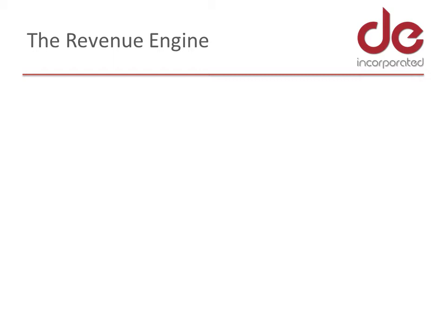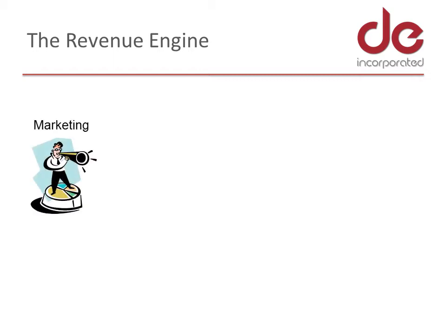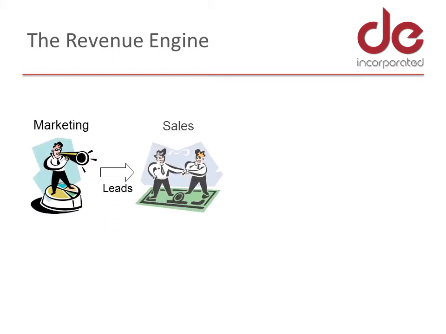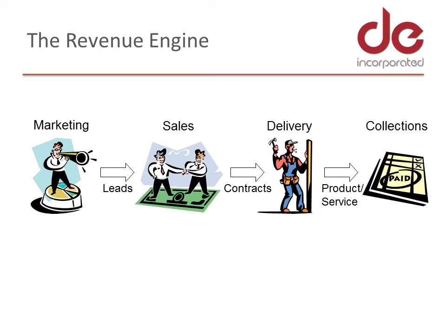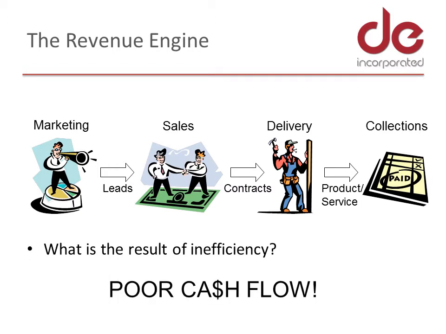The revenue engine is comprised of four functions: marketing, which creates leads; sales, which generates contracts; delivery, which completes the work that was contracted for; and collections, which is where you get paid for the work. Now, what is the result of inefficiency of this cycle? Poor cash flow, which is the death of most small businesses.